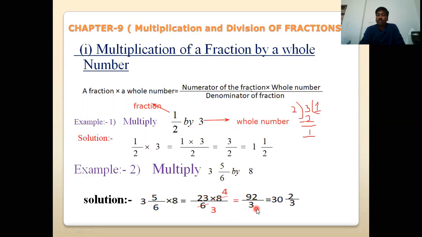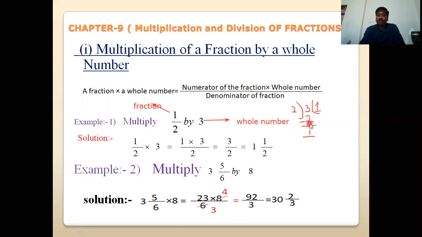And now once again we can change it into a mixed fraction because this is an improper fraction. When we change this into a mixed fraction, we write it this way: 30 whole 2 by 3. We can change it in the same way here using this process. Okay children, I hope you know this type of situation very well.